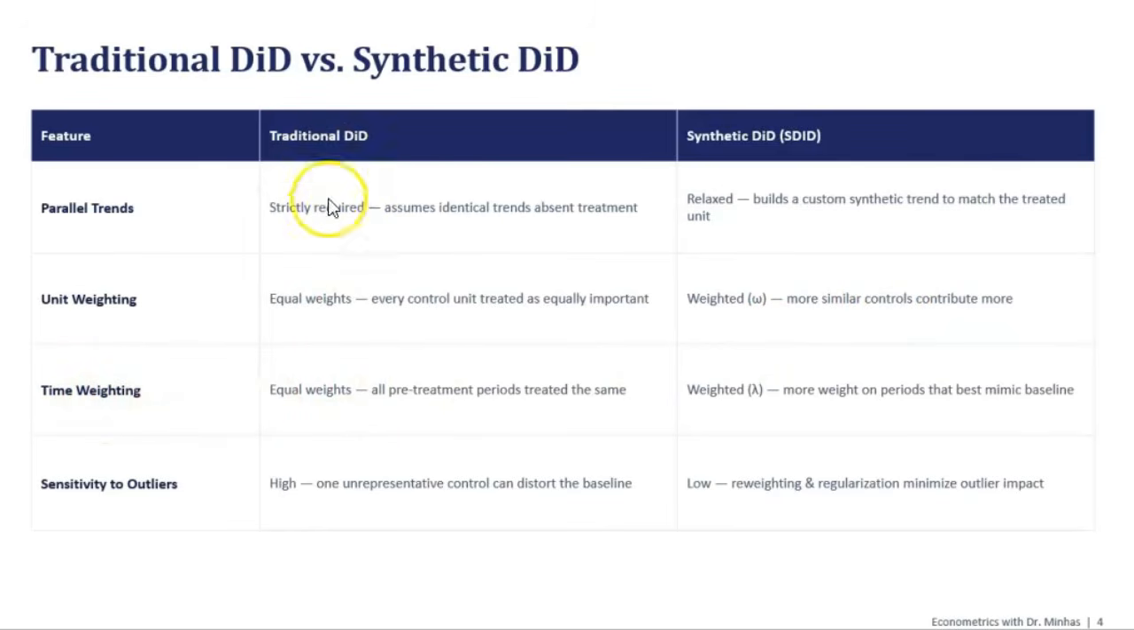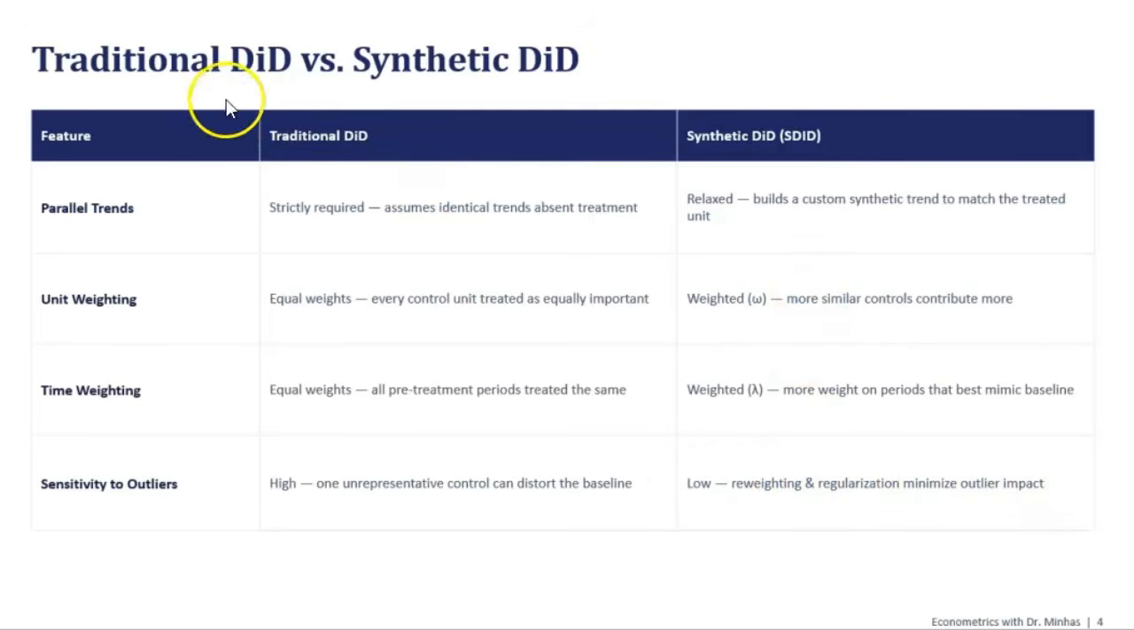Regarding time weighting, traditional DID gives equal weights to all pre-treatment periods and then takes an average over that time, but SDiD uses weights, lambda. It puts more weight on periods that best mimic the baseline and less weight on others, and vice versa. And the other thing is sensitivity to outliers. Traditional DID has high sensitivity to outliers. One unrepresentative control can distort the baseline. So if there is one control entity with larger outliers, it can distort the results. But with SDiD, the sensitivity to outliers is lower because reweighting and regularization minimize the outliers' impact.